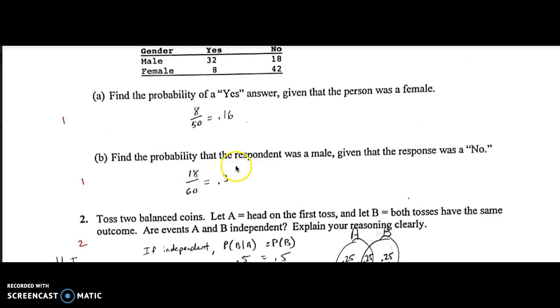Part B, find the probability that the respondent was a male, given that the response was no. So first we're looking at all the no's. You're going to add these up and you'll get 60. And 18 of them were males. So there's 18 out of 60, which is 0.3. And each of those questions was worth 1 point.